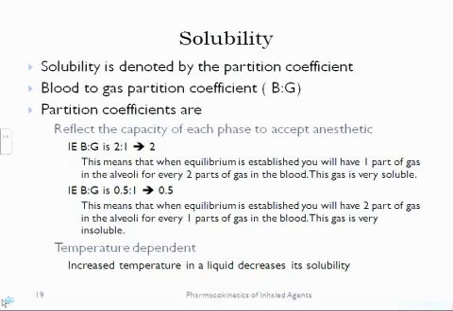Solubility is ultimately dependent on particle velocity. Okay? So temperature is going to be a factor. And if you increase temperature velocity, then you actually increase the solubility, so the gas is able to penetrate through the membranes more rapidly.